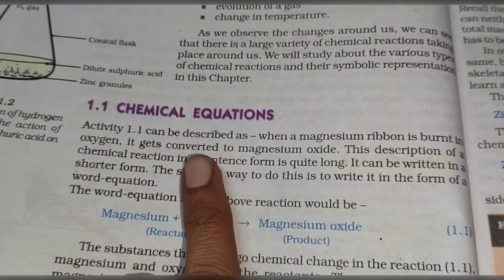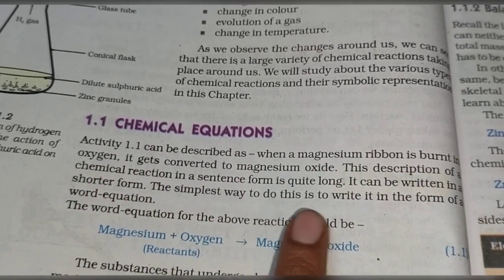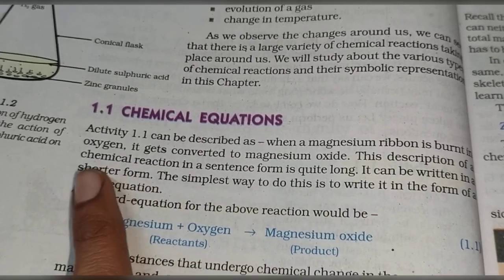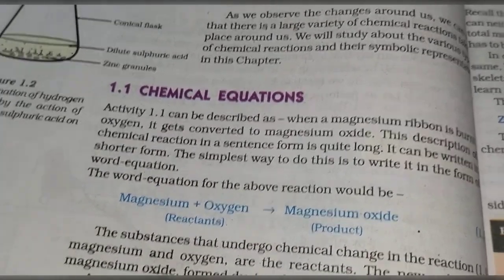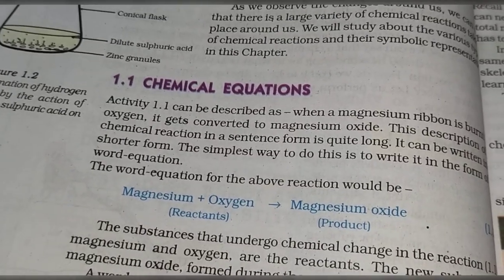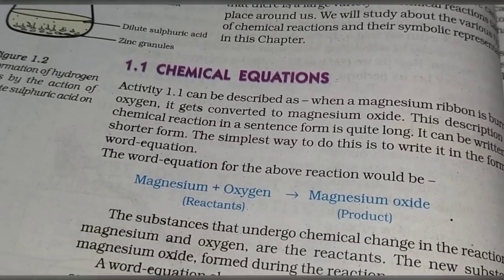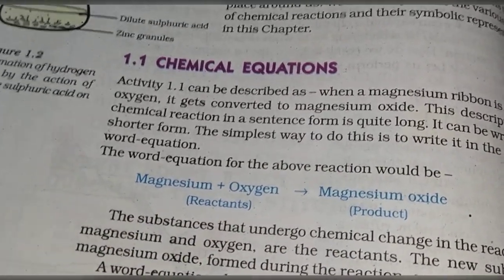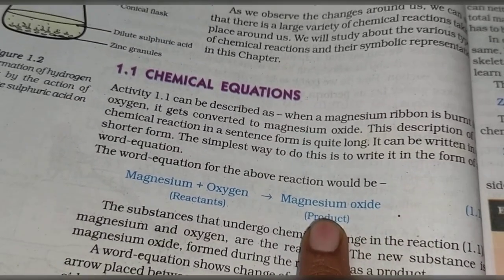In the activity already we saw when a magnesium ribbon is burnt in oxygen, it gets converted into magnesium oxide. So the description of the chemical reaction in a sentence we can write, but it is quite long and we want a shorter form. The simplest way to do this is to write it in a word equation. So the word equation, how can we write? Magnesium plus oxygen, which are the reactants, react together to form magnesium oxide, the product.